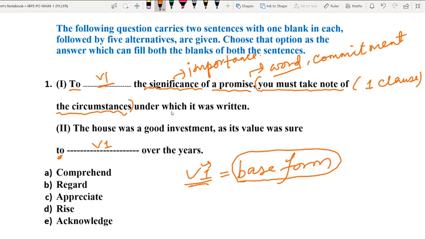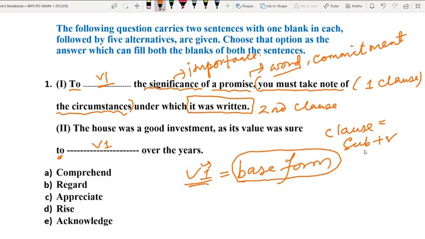right? And from this part, from "it" to "was written", it becomes another clause, that is the second clause. And I am very much convinced that each student who is watching this video must have an idea about what a clause is. A clause contains a subject and a verb.